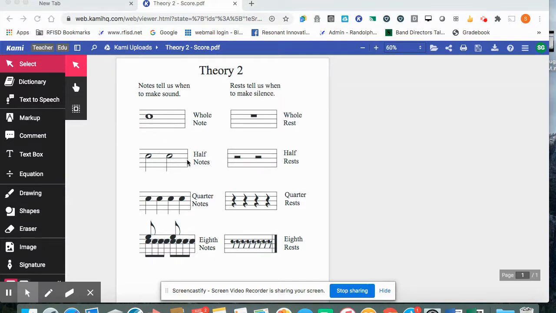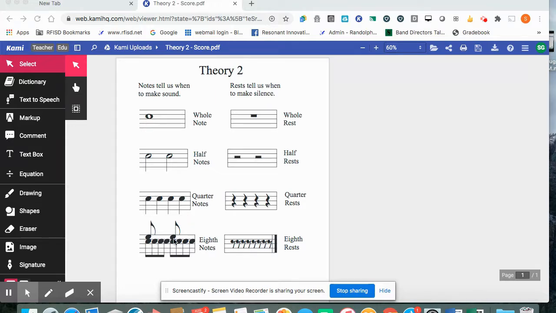When we go down to half notes, a half note is called a half note because it's half of a whole note. In other words, it takes two half notes to equal one whole note. A half note is a note head with a stem. Then we go down to quarter notes. A quarter note is 1/4 of a whole note. It's comprised of a note head, except it's filled in. This one's all darkened in, and a stem.